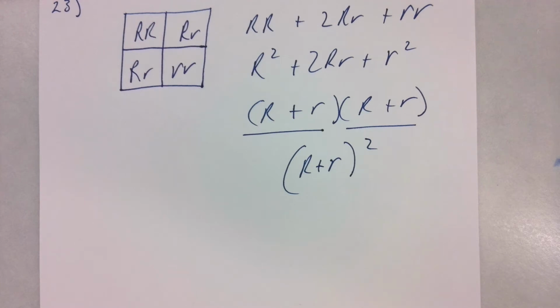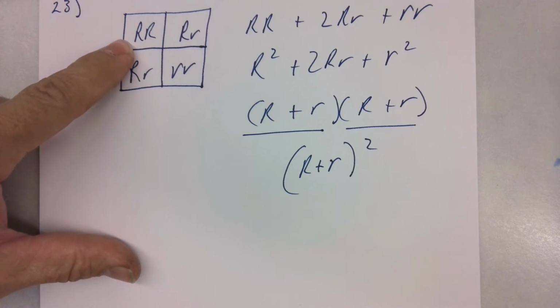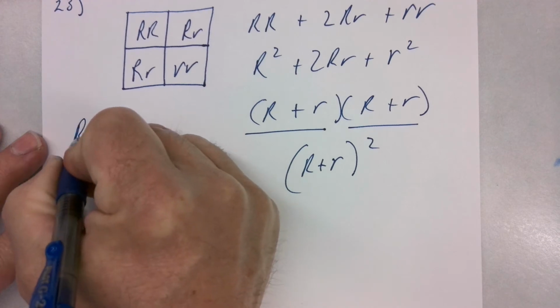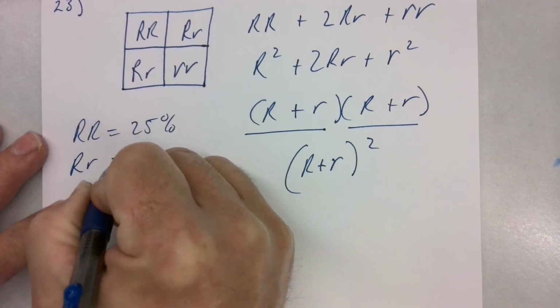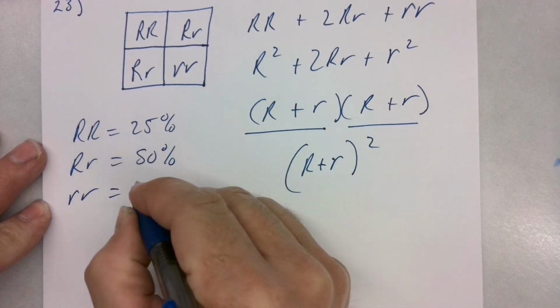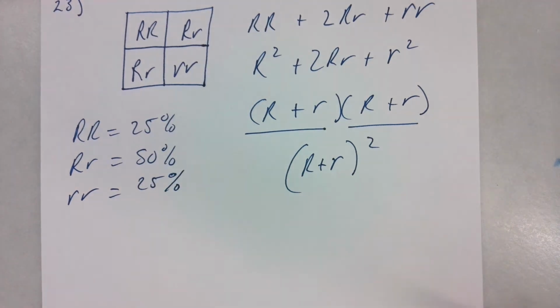Okay, and then it says predict the percentage of children that will have both dominant genes, one dominant and one recessive, and both recessive. So both dominants, the big R. Well, if I look at that, I got 1 out of 4, which is 25%. Big R, little r is 50%. And little r is 25%, just like that. And I believe that is what A and B want.